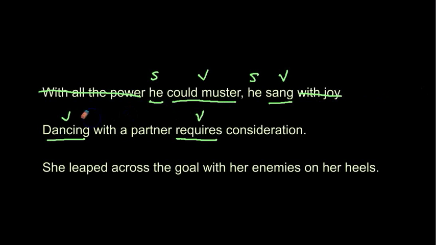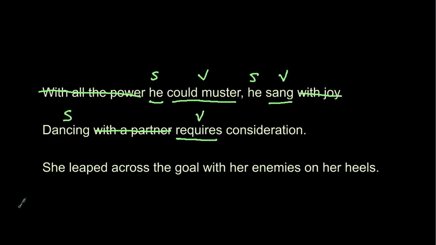And if I take out this prepositional phrase, with a partner, suddenly: dancing requires consideration. Well, dancing, in this case, is the thing that requires consideration. And suddenly that becomes the subject. Dancing requires something, consideration. And it becomes a lot easier when you isolate those words out. This dancing is the thing that requires, right? Therefore, those two things are interrelated.